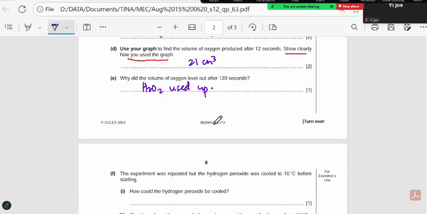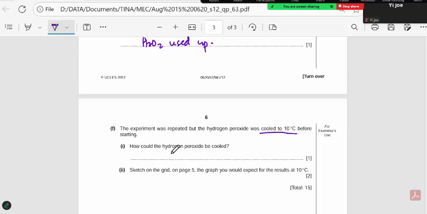The experiment was repeated, but the hydrogen peroxide was cooled down to 10 degrees Celsius. How could the hydrogen peroxide be cooled? Using an ice bath or a water bath at 10 degrees Celsius. Sketch on the graph means you draw a graph that you expect at 10. So at 10 degrees Celsius, is it faster or slower? Slower. But it will still be the same amount because I'm using the same volume. Same amount of reactants.